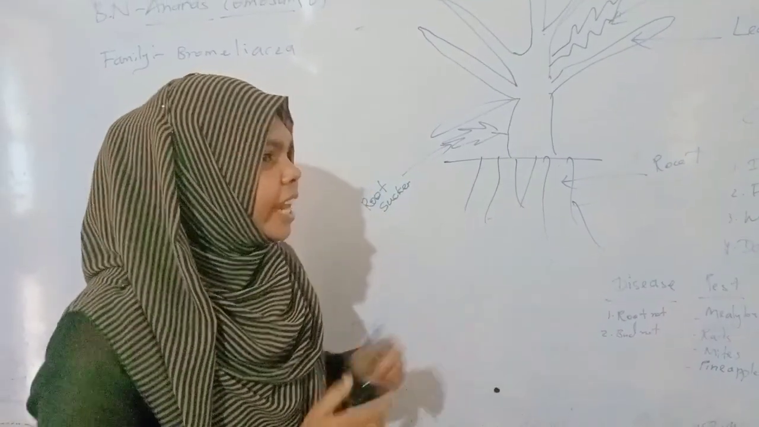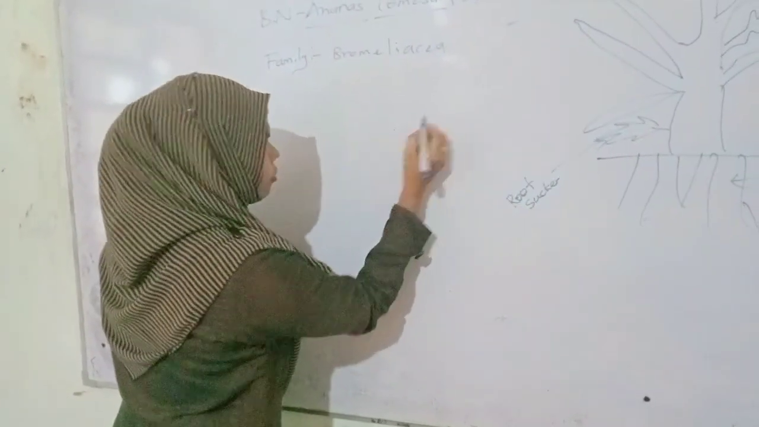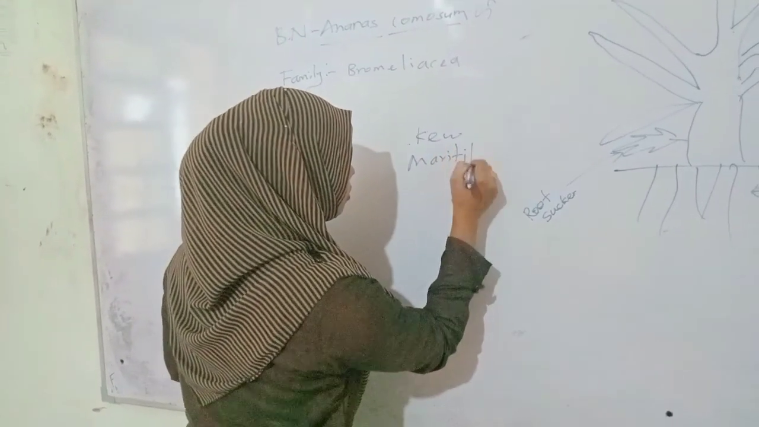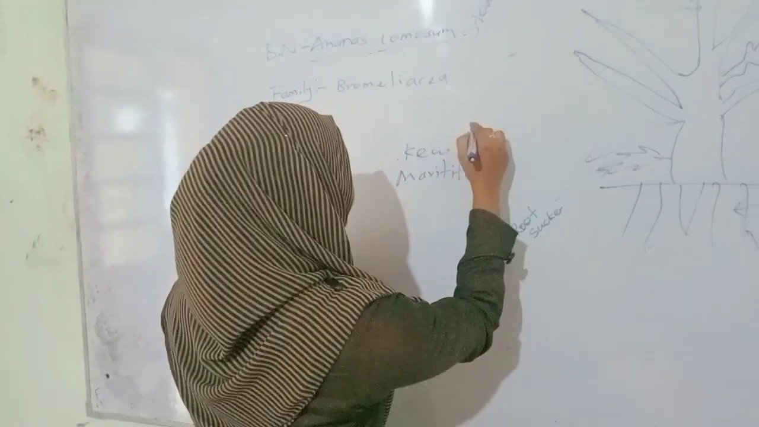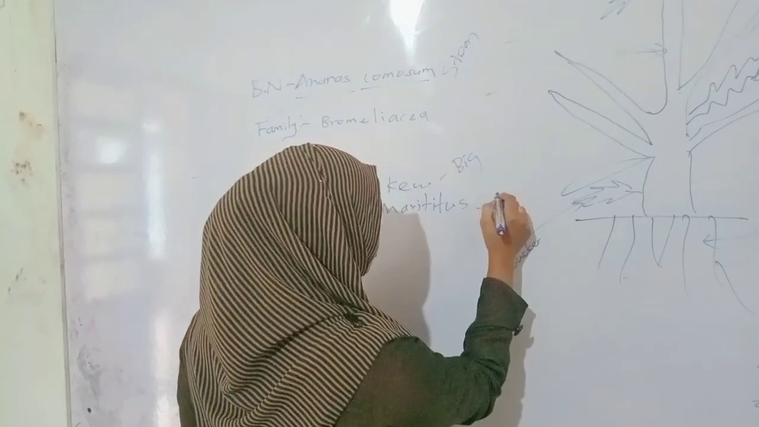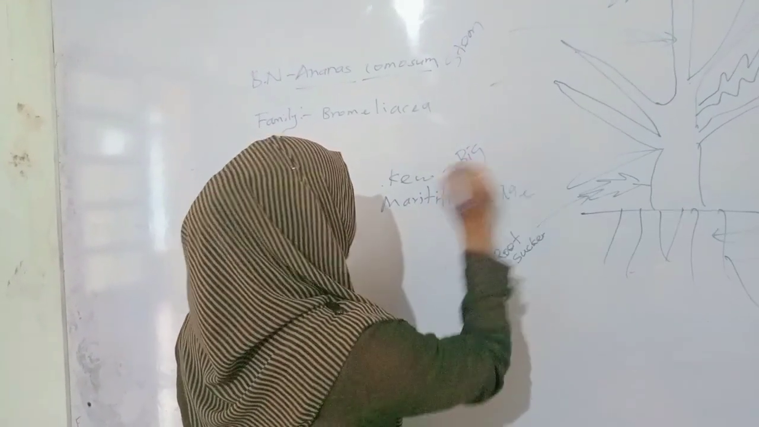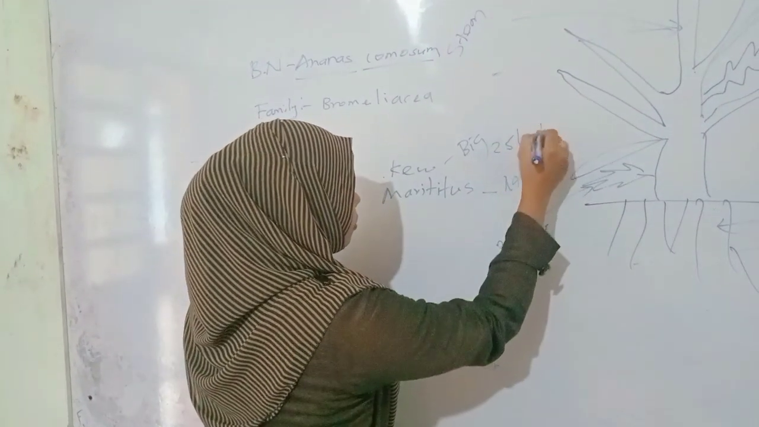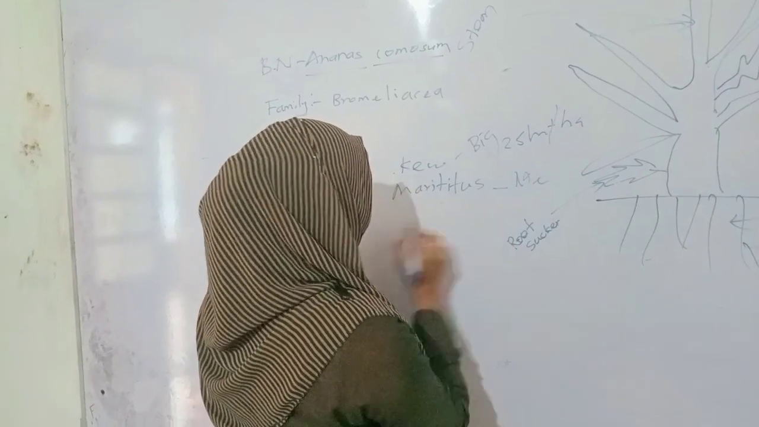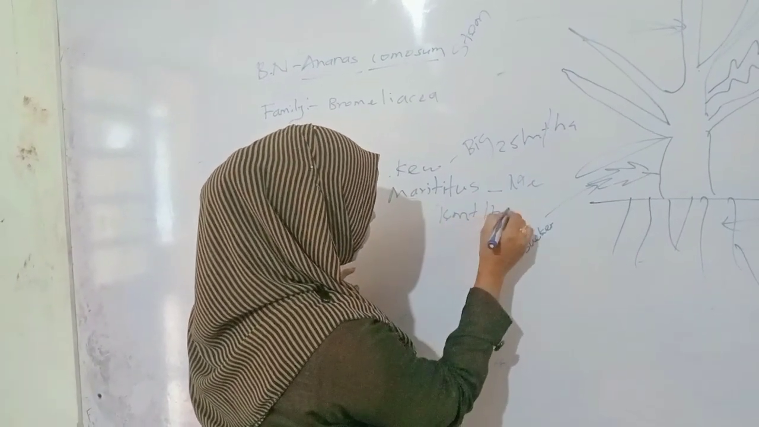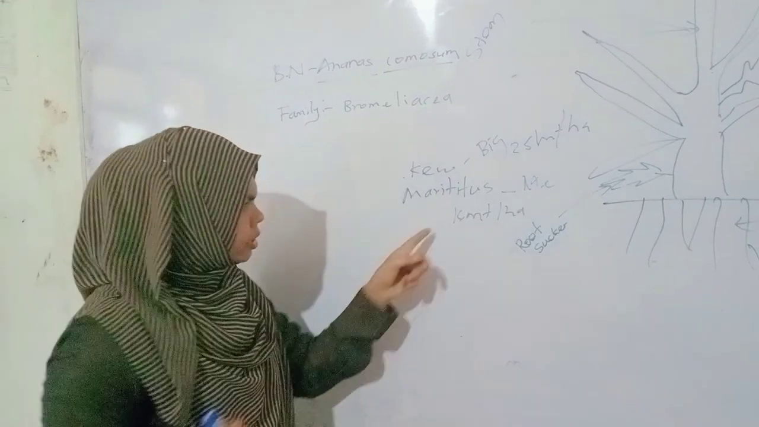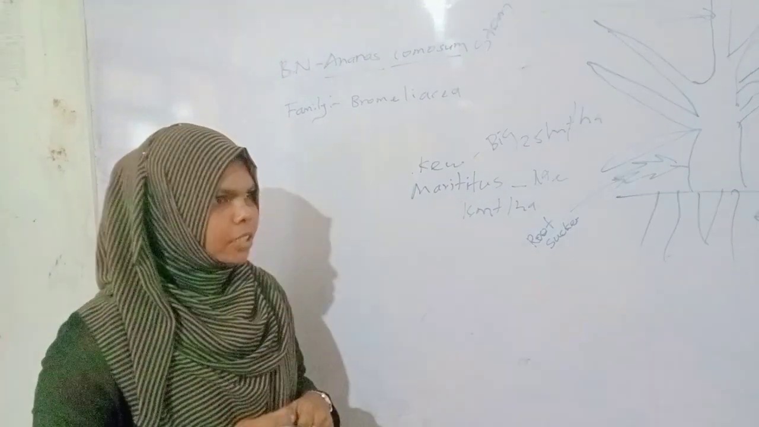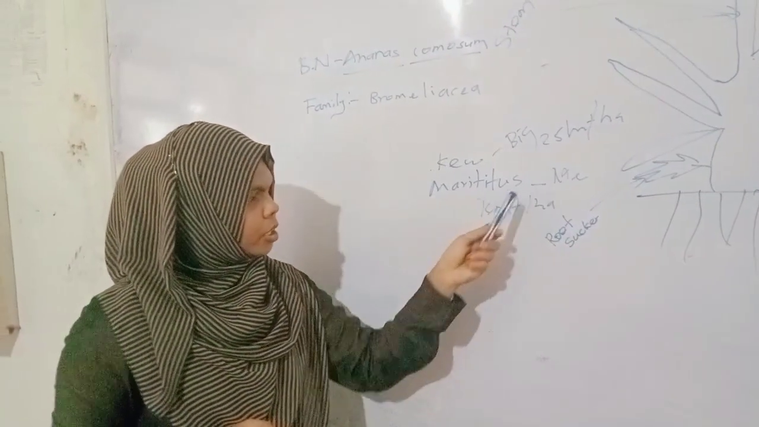The varieties of pineapple are Queen and Mauritius. Queen is big size, Mauritius medium size. The Queen variety yield is 25 metric tons per hectare, Mauritius 60 metric tons per hectare. Queen has a large, deep eye and a sour taste, mainly used for canning purposes. Mauritius has a sweet taste and is used for juice purposes.